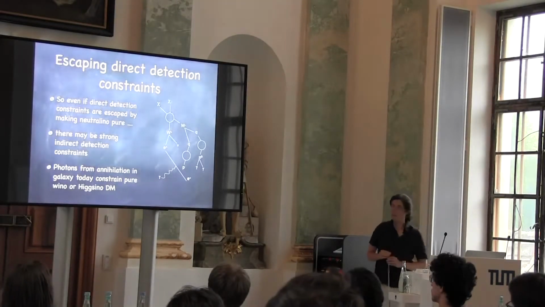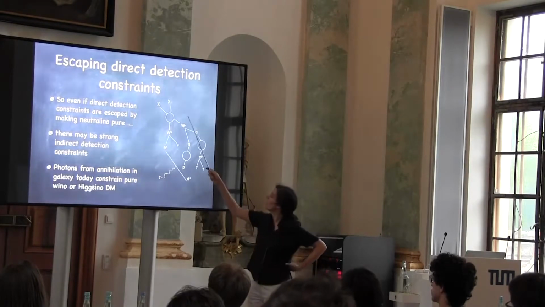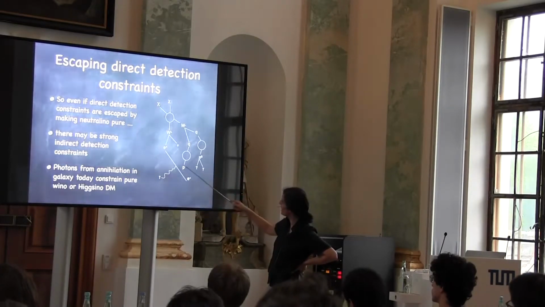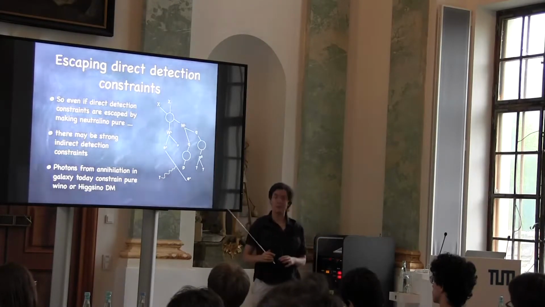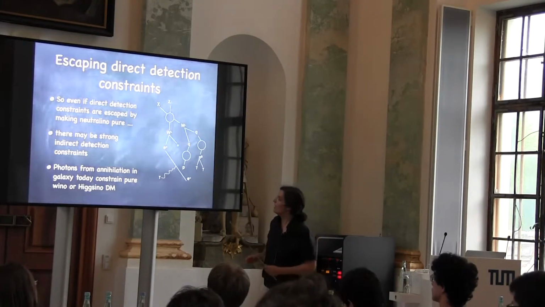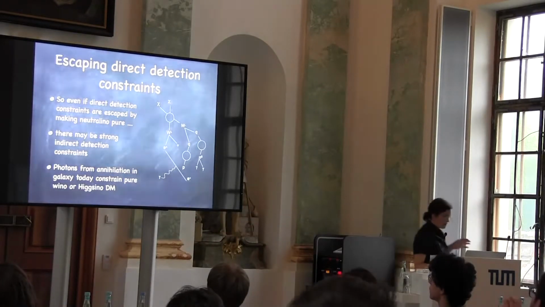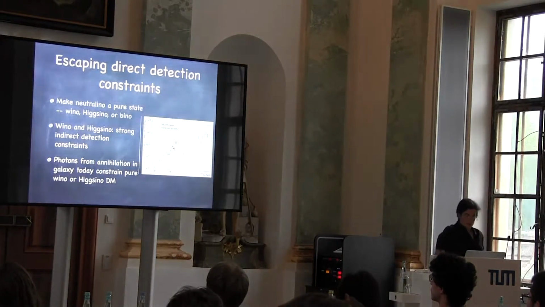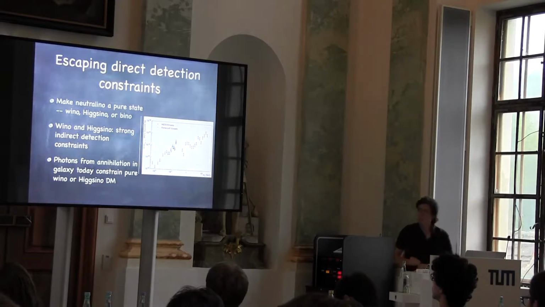So indirect detection. If I annihilate to gauge bosons, they decay, and they can kick off radiation in the final state. You can produce photons directly via decay of pions, for example, or charged particles can upscatter off of other photons in the galaxy. And so there can be strong indirect detection limits. And I said that it was highly predictive if I had pure wino or higgsino dark matter. So let's take a look at the limits.